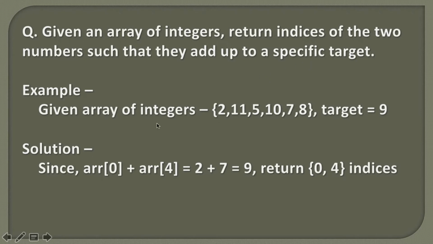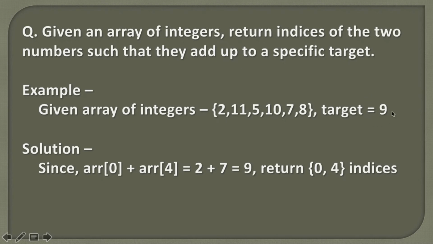So if we take an example, then let's say we have this array of integers 2, 11, 5, 10, 7, 8 and let's say we are given a target as 9. So we need to return the indices of two numbers such that they add up to this target.